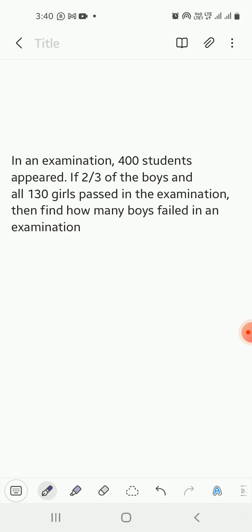First question says, in an examination, 400 students appeared. 2 by 3 of the boys and all 130 girls passed in the examination. Then find how many boys failed in the examination. So there is an examination. First see the important points.